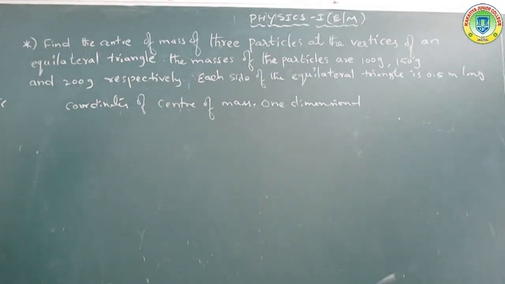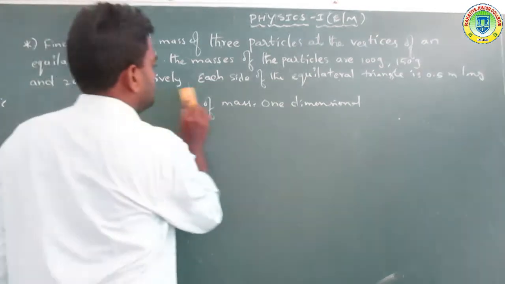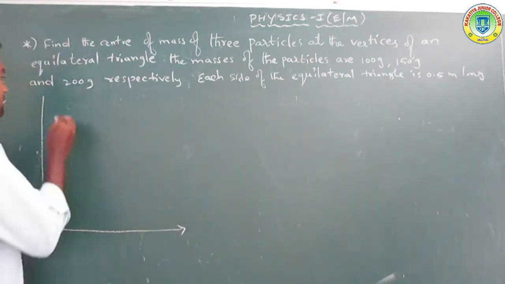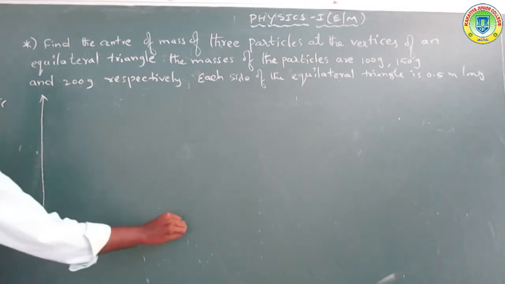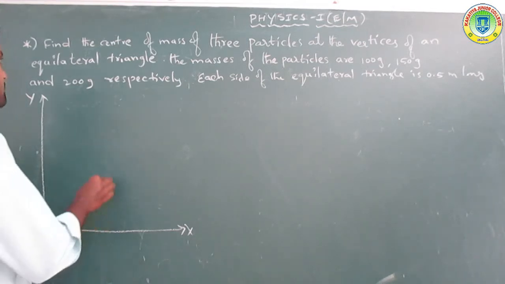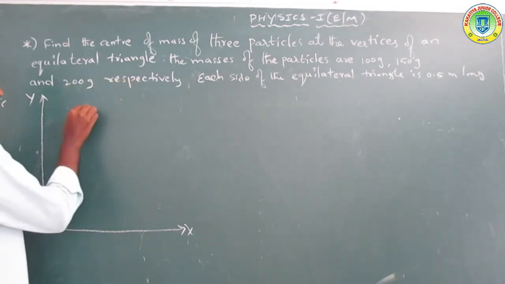First of all, construct the triangle. The coordinate system is taken in the xy plane, so this is called the xy plane, with the x and y axes. Now here is the triangle.